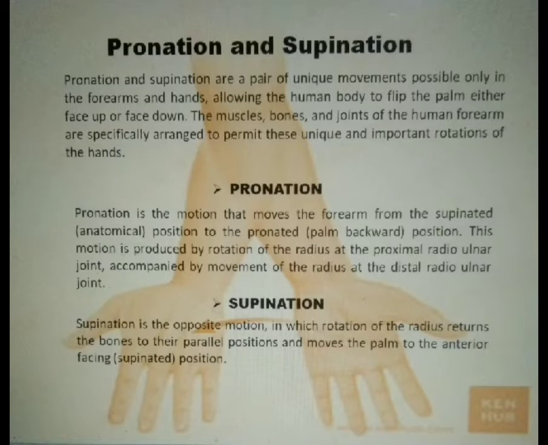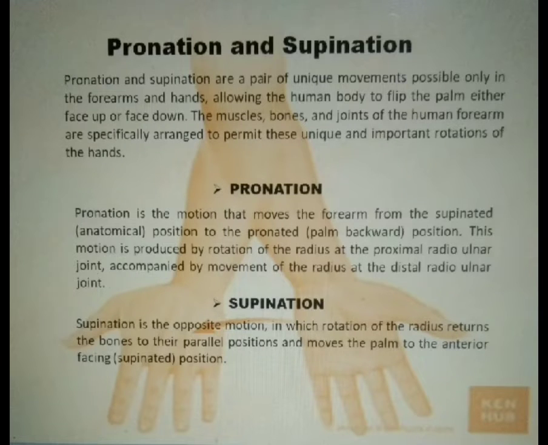Let us talk about pronation and supination. Pronation and supination are a pair of unique movements possible only in the forearms and hands, allowing the human body to flip the palm either face up or face down. The muscles, bones and joints of the human forearm are specifically arranged to permit this unique and important rotation of the hands.